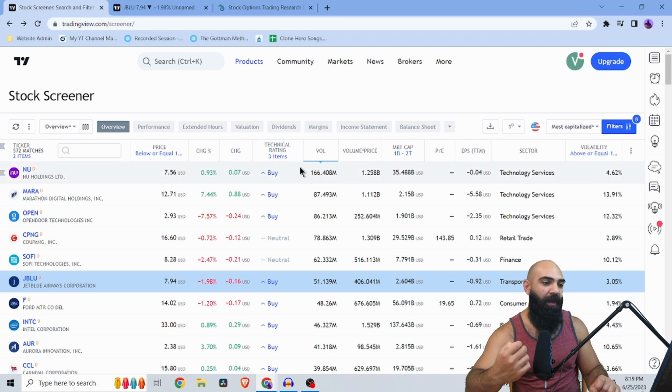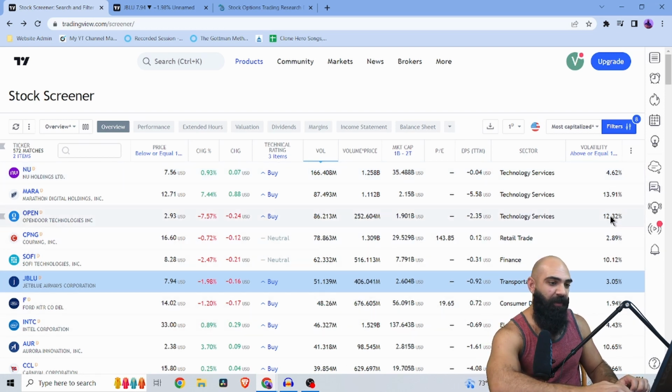The only bad thing with it is you can't really sort by options volume, but you can sort by volume. So most of these stocks with high volume, you'll be able to trade just fine. And you can see the volatility percentage on the right.